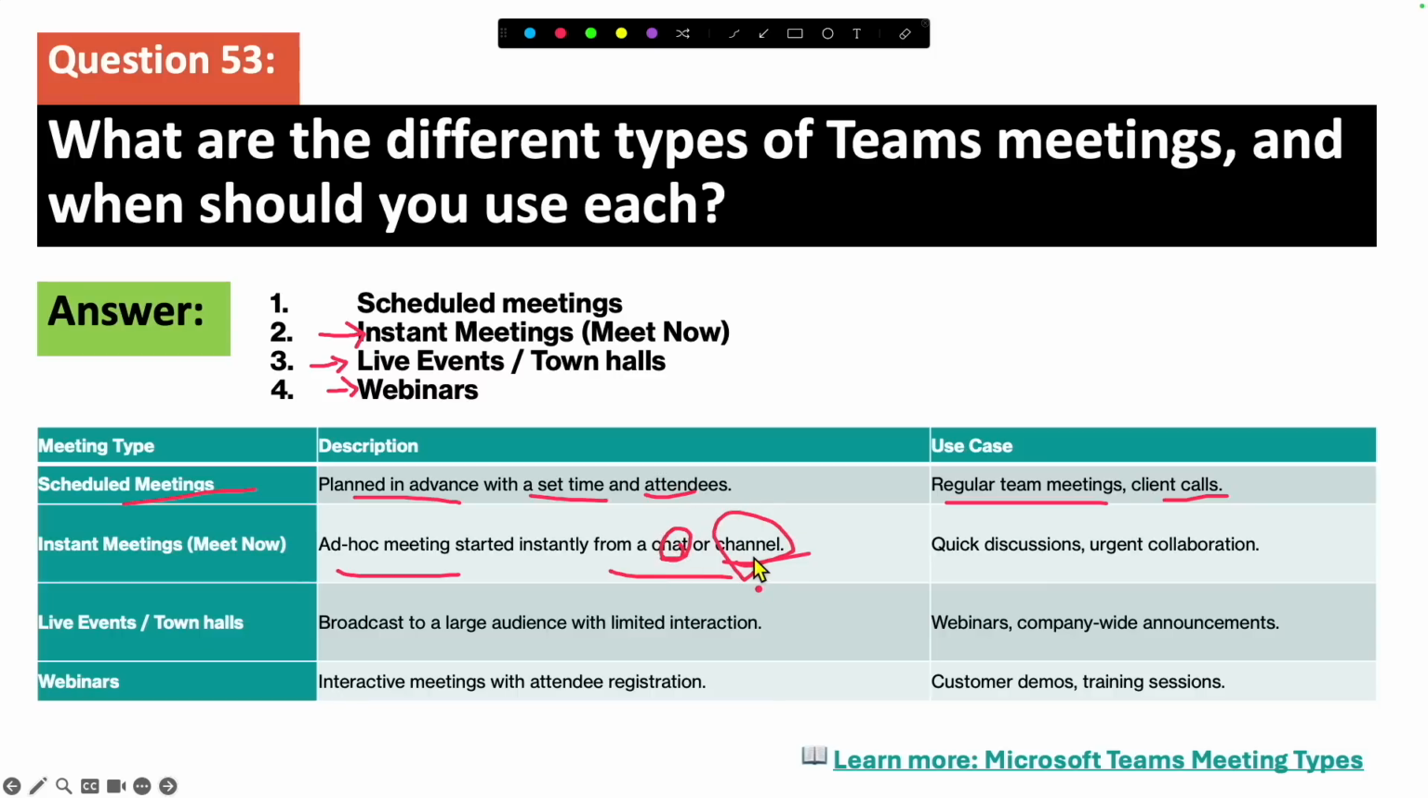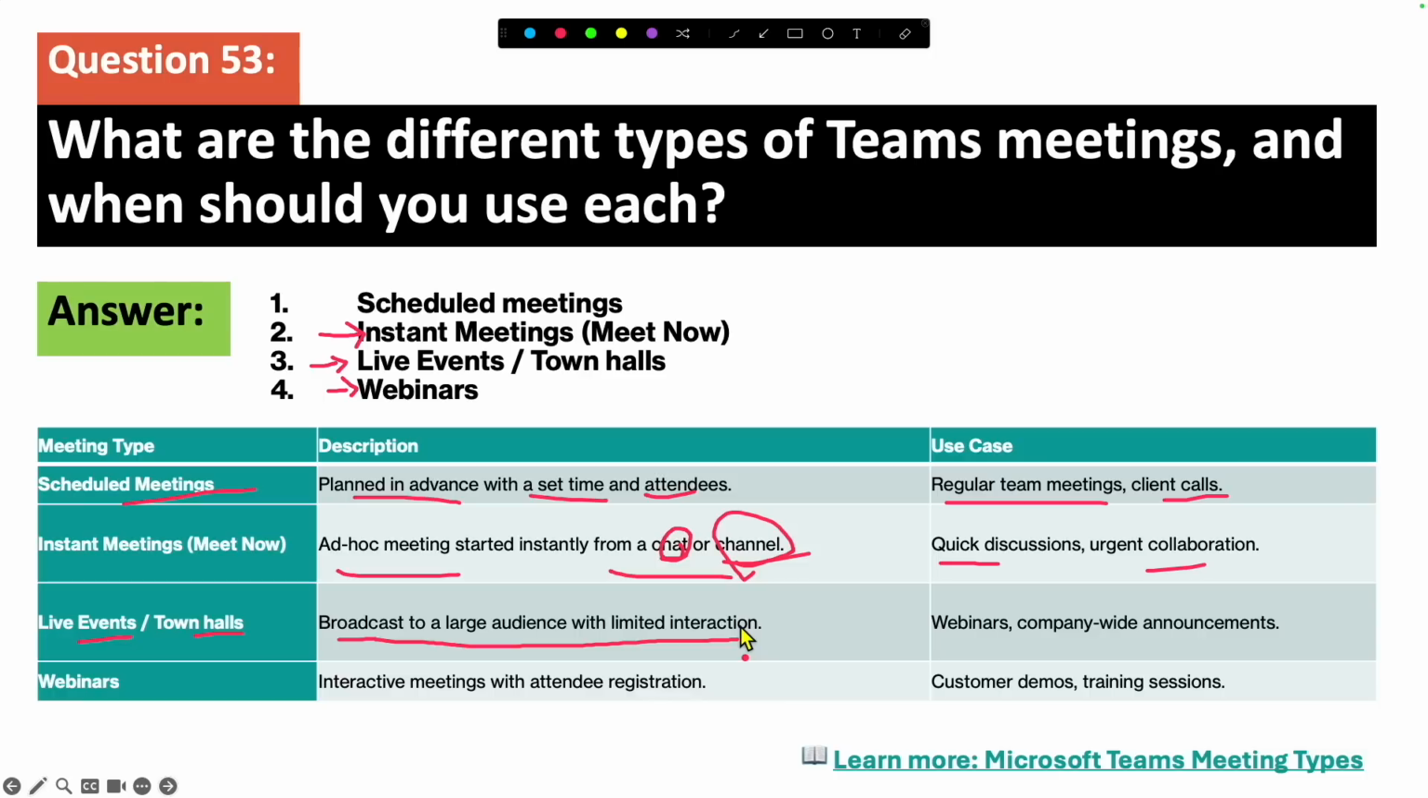You go to the channel, click on Meet now. It automatically places an immediate call to all the people who are part of the channel. So these are for quick discussion or urgent collaboration. Then we have live events and town halls. These are especially used for broadcasting to a large audience with limited interaction.